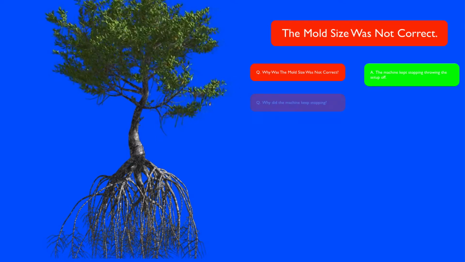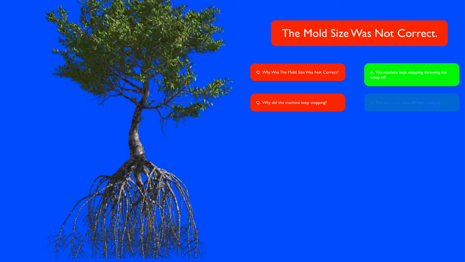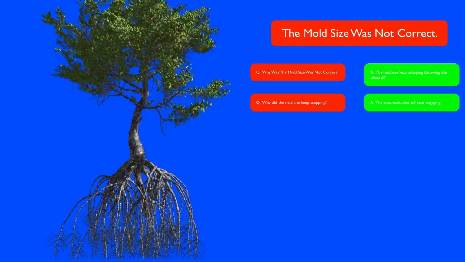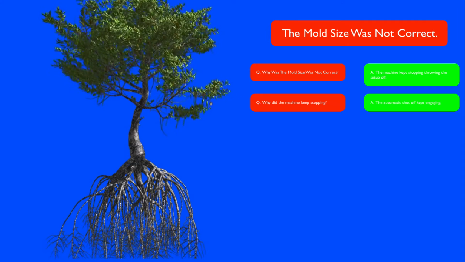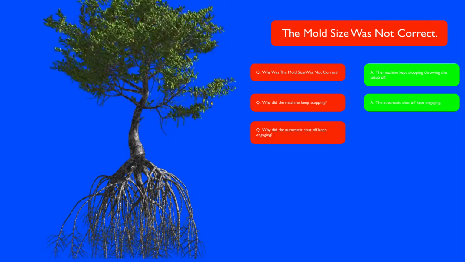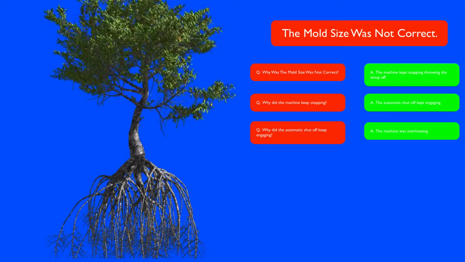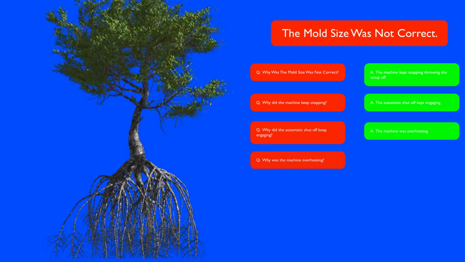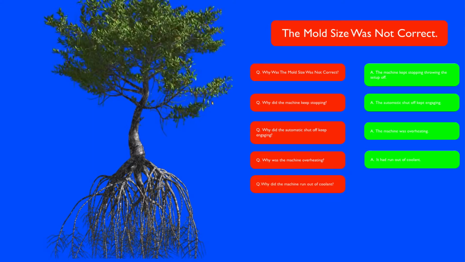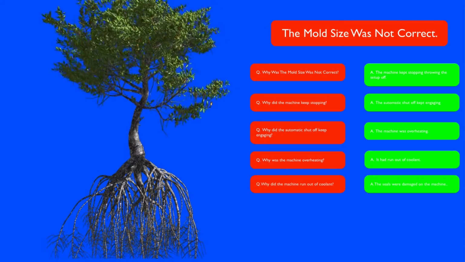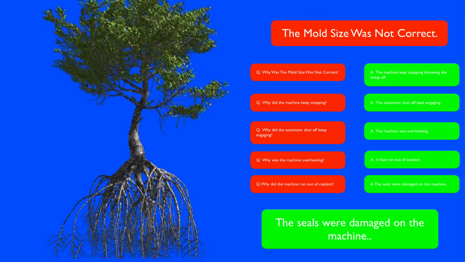In our next why, we ask, why did the machine keep stopping? One possible answer might be, the automatic shutoff kept engaging. After this possible level of causation is documented, we ask again. In this case, we ask, why did the automatic shutoff keep engaging? Again, a possible answer, the machine was overheating. Why was the machine overheating? It had run out of coolant. Why did the machine run out of coolant? The seals were damaged on the machine. As you can see, the 5th why took us in a completely different direction than the first why.